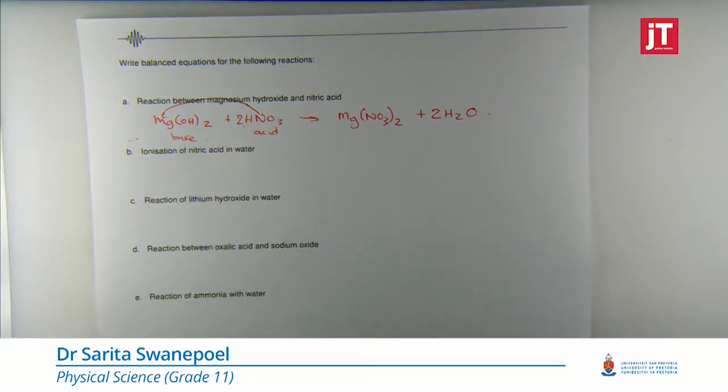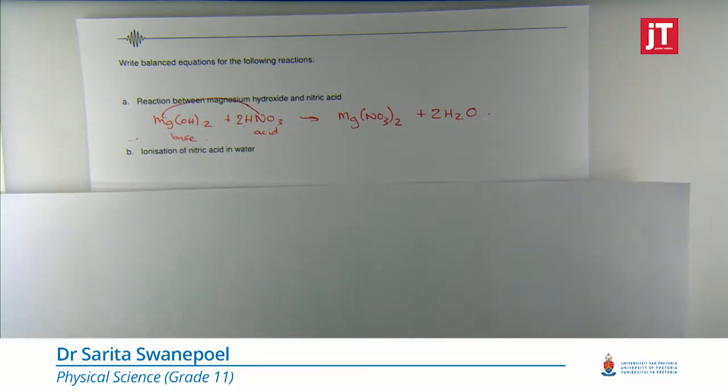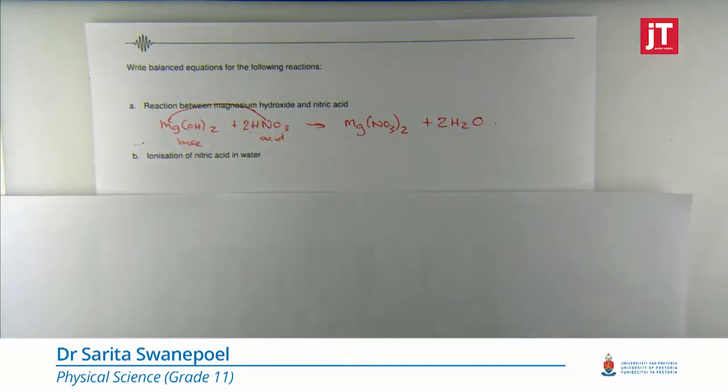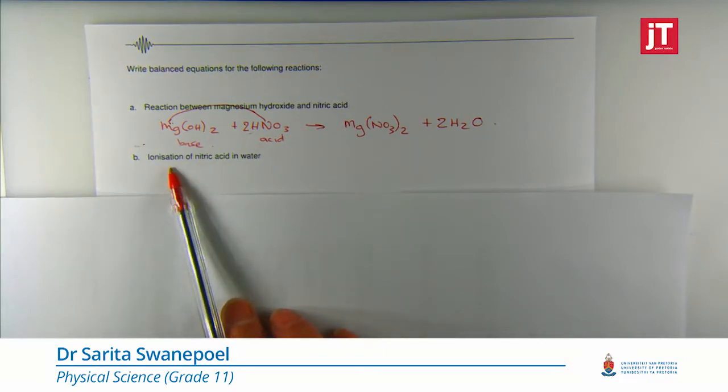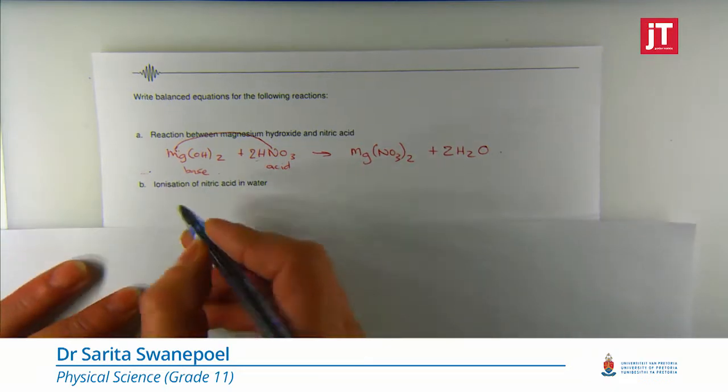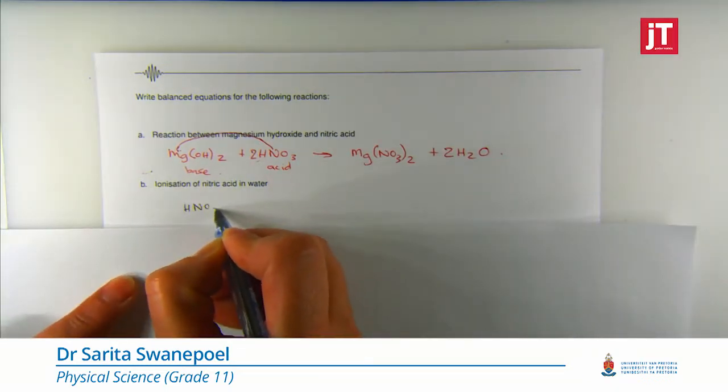The next one, and now you are going to write it on your own. The next one I'm asking you to write, and I am giving it to you very easy. I could have said just nitric acid in water, and you would have had to know what nitric acid in water is going to do. It's going to ionize. So write the ionization of nitric acid. So you need nitric acid, you need water.